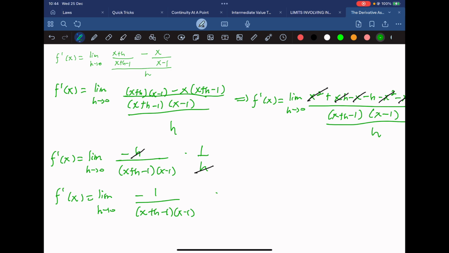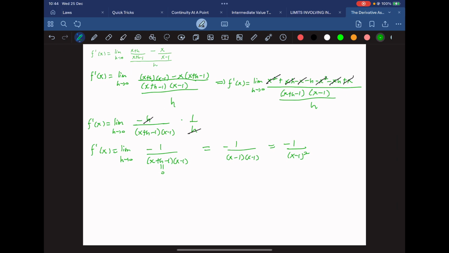So in this case, limit as h approaches 0 basically means that when h goes to 0, this term right here goes to 0. So we have negative 1 over. Now when h goes to 0, in the first parenthesis, you have x minus 1. In the second one, we have x minus 1. So this is just negative 1 over x minus 1 squared. I hope this is clear enough.